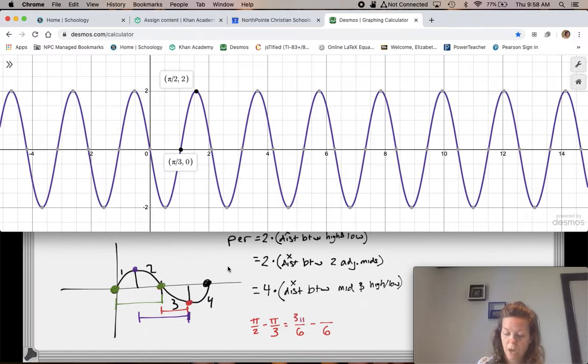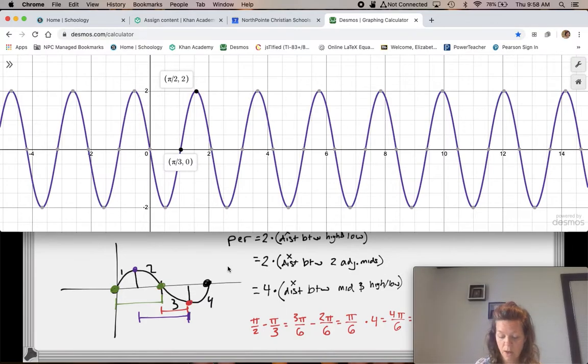So I'm going to turn those both into 6s, which means 3 pi over 6. 3 over 6 is 1/2, so that's still equivalent. And the other one, 2 pi over 6. 2 over 6 is 1/3, so that's still equivalent. And when I subtract those, I get pi over 6. Okay, so that one section has a length of pi over 6. But because this is the mid and a high or a low, there's 4 of those sections. So I need to then multiply by 4. And I get 4 pi over 6, which I could reduce to 2 pi over 3.